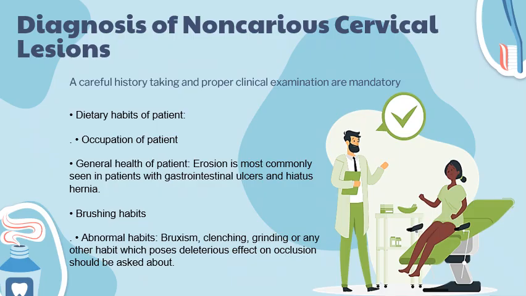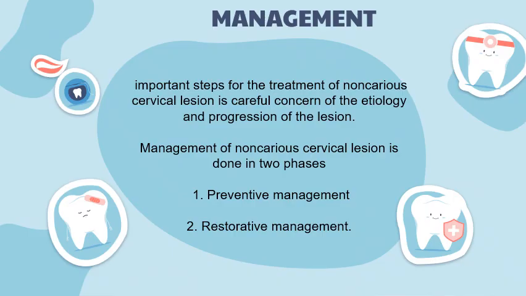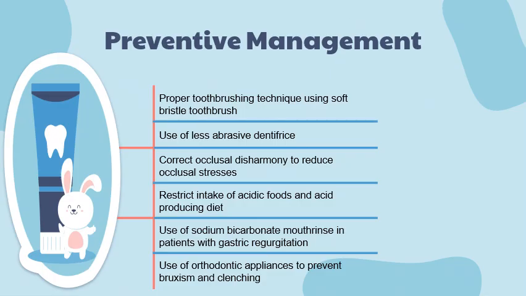So, how do we diagnose the non-carious cervical lesion? A thorough history is key. Looking into the dietary habits, brushing techniques, parafunctional activities like bruxism, and any other systemic conditions such as GERD or eating disorders. Clinical examination then helps to confirm the nature and extent of the lesion. Now let's look into the management. It involves two phases, that is preventive and restorative management.